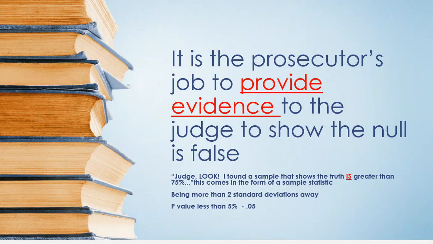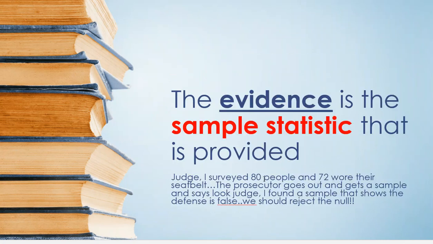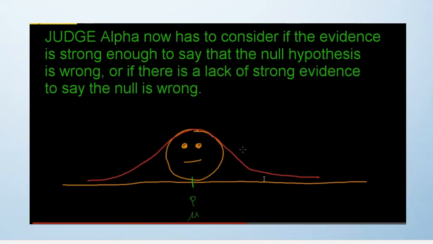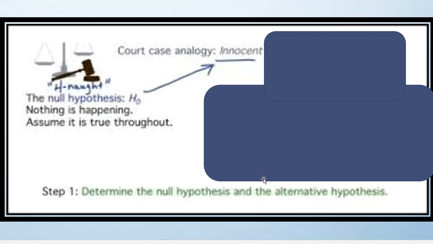So once again, that's going to happen with our sample that we collect, and we're going to look at the statistic, and we're going to look at the z-value. And the evidence is this sample statistic that we provide. So it's the judge's decision, once they look at the evidence, to decide if it's strong enough to say that the null hypothesis is wrong, and then we reject it, or if the evidence doesn't show anything to the contrary, and then we fail to reject the null hypothesis.